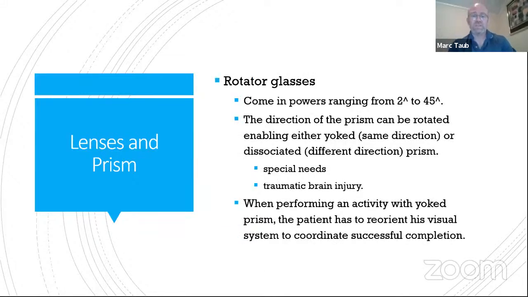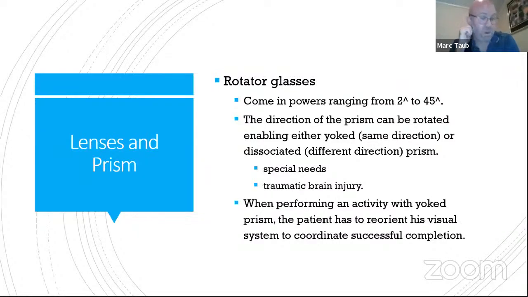Rotator glasses are great. I don't have that video. The rotator glasses are really great. They come in powers ranging from anywhere from 2 to 45. And the direction can be rotated. You can have dissociating prism.